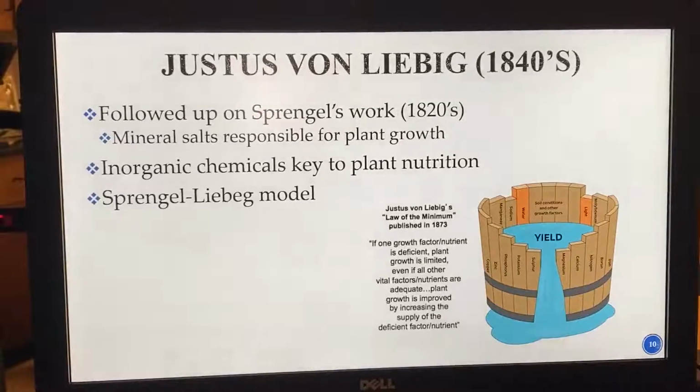You can have all this filled. We could have all of that maxed out and sufficient, but if we were to put the plant in the closet, it wouldn't grow, right? Because it doesn't have enough sunlight to do photosynthesis to get the whole plant doing its thing. So Von Liebig came up with this whole law of the minimum. The growth is limited until all factors and nutrients are adequate.